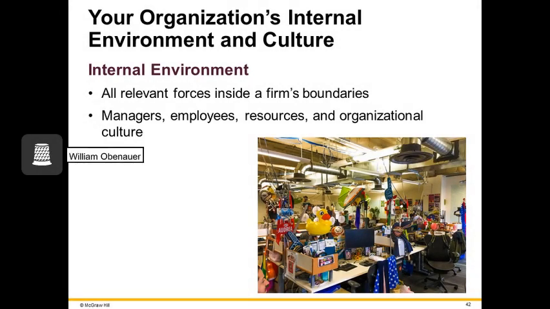Now, we've talked a lot about the external environment, so now let's talk a little bit about the internal environment. And this refers to all the relevant forces inside your boundaries. So, your managers, your employees, different resources, and your organizational culture.